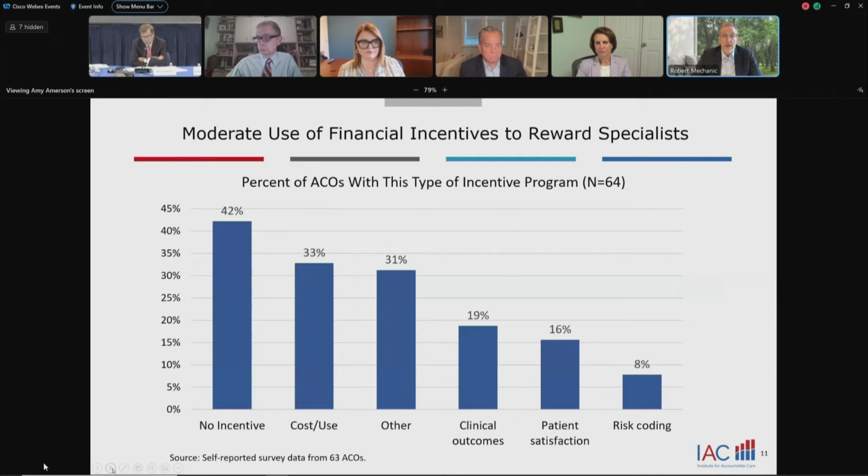42%, followed by a third giving some incentive based on cost or utilization, 31% other, which is typically citizenship, participation in committees, other things like that, 19% clinical outcomes, patient satisfaction, and then a couple of them have an incentive for risk coding. Go to the next one.